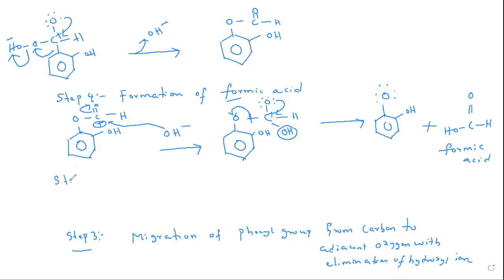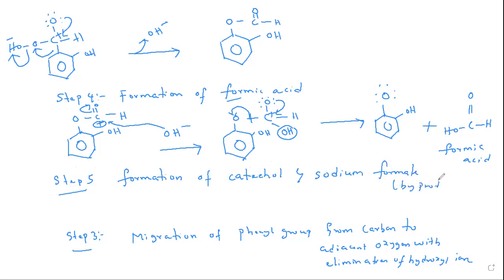In step number 5, that is the last step in the Dakin reaction, that is the formation of catechol and sodium formate. The sodium formate is the byproduct, and this is your main product, catechol. To write this reaction, I am going to erase this step number 3 here.